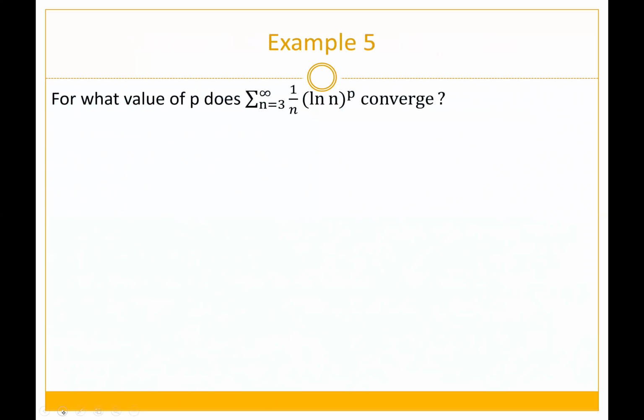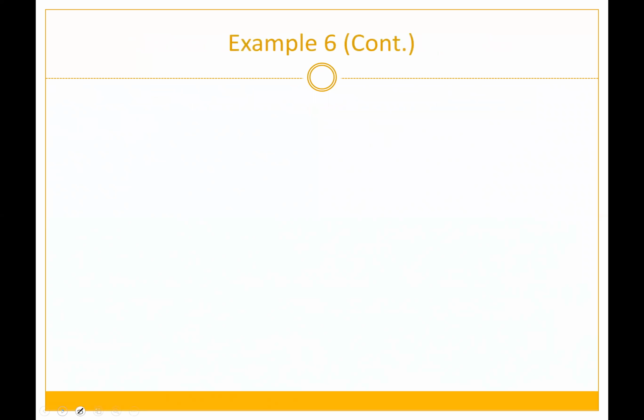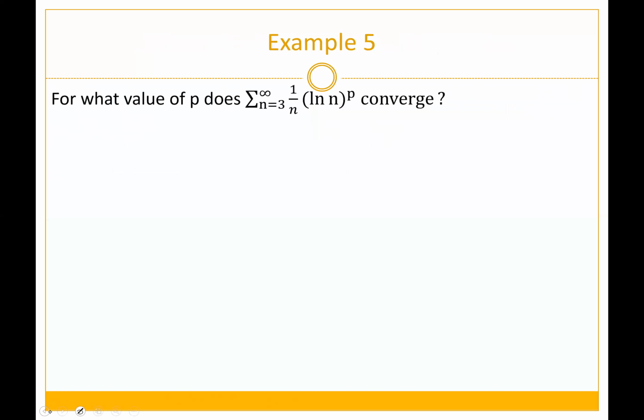Cool. I think this is pretty self-explanatory. So let's do example 5, 6. 5 is a long one though, because this is the challenging one. It's asking for what values of p this series converges. We have the series starting from 3 of 1 over n, ln of n to the p. I think the answer that I have for this is p smaller than -3 or so.